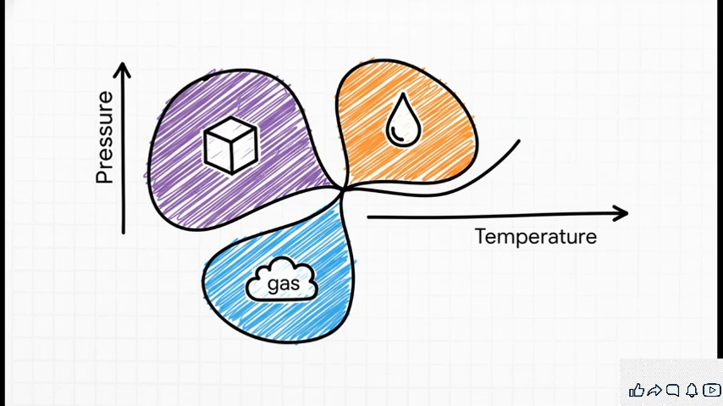You see those three big regions? Down here in the cold, high-pressure corner, that's where you get solids. Way out in the hot, low-pressure territory, you find gases. And liquids? Well, they live in that sweet spot right in the middle. But the really interesting parts are those lines separating them. That's where the magic happens.